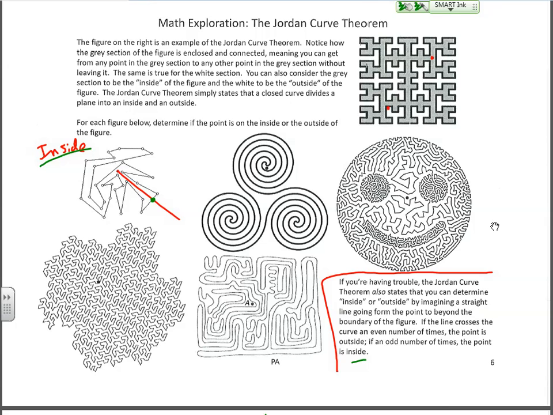So for the rest of these, where it can be kind of difficult to trace this point out, draw a line. How many times does that line pass through the figure? Maybe it would be easier just to trace it in or out. But that is the Jordan curve theorem. The Jordan curve theorem allows you to determine whether something is inside or outside of a figure.